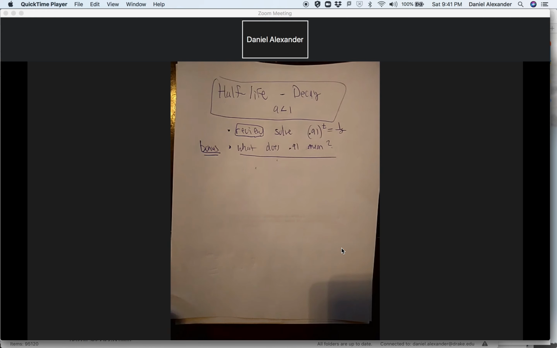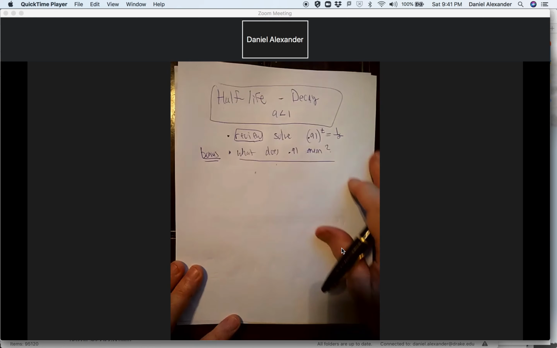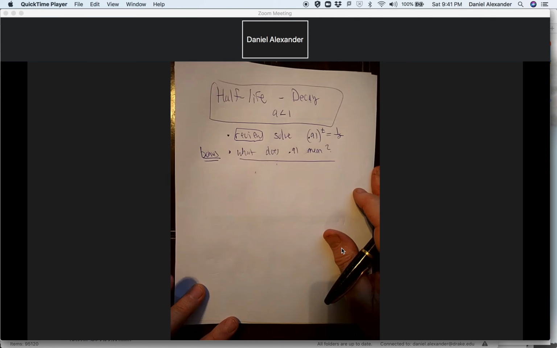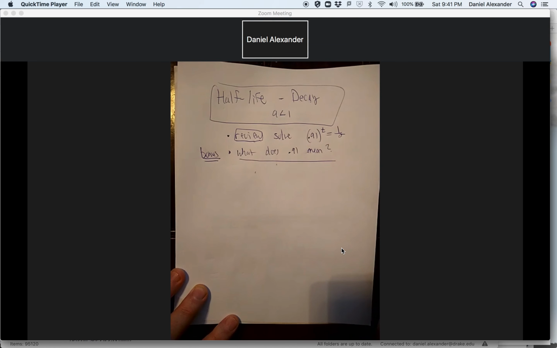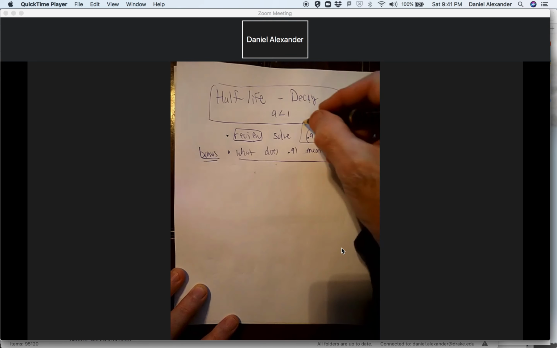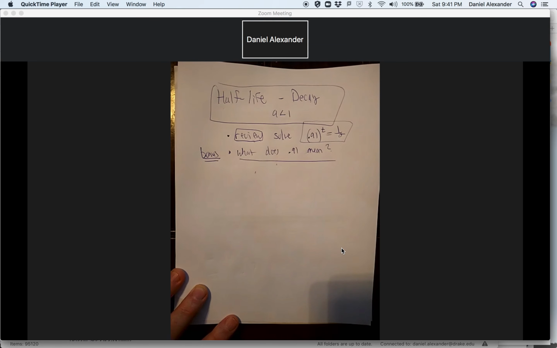This is the last of the practice problems for applications. These problems are going to involve half-life, which is exponential decay, and that occurs when a is less than 1. So here's an example. We want to solve this problem, and then after we solve it, do the math. I want to show you what that 0.91 means.